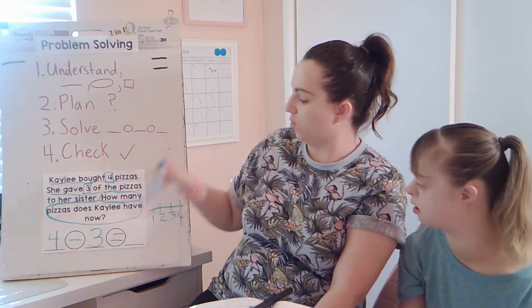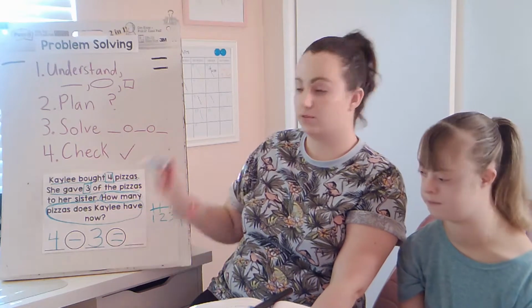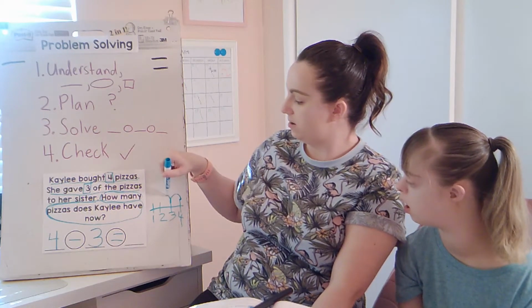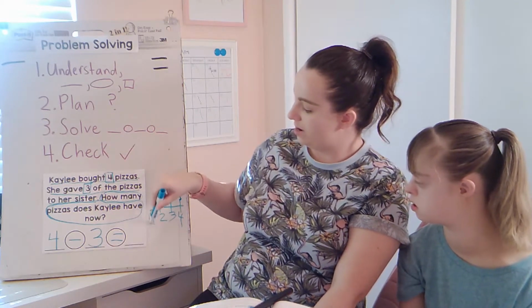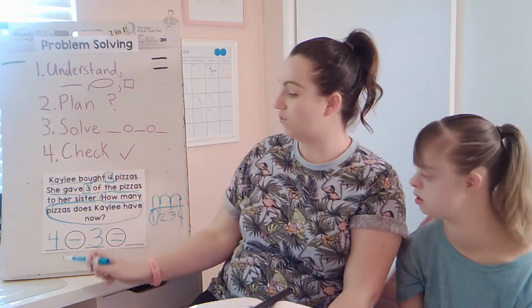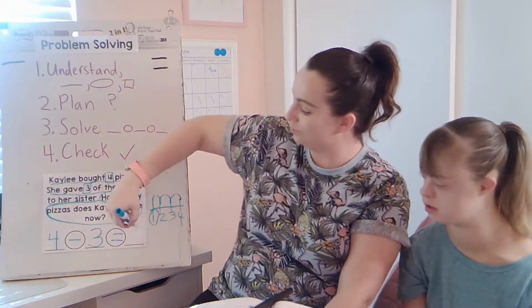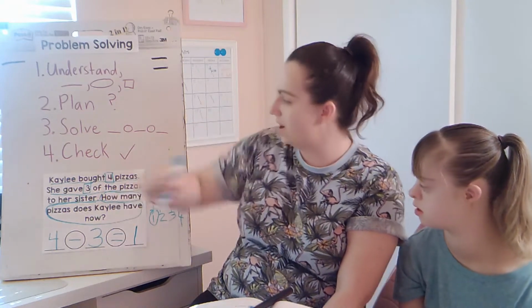So I have 4. And then how many do I take away, Kaylee? 3. So I'm going to go back 3. 1, 2, 3. What number did I land on? 1. So 4 take away 3 equals 1. Nice work. And I've finished my sentence.